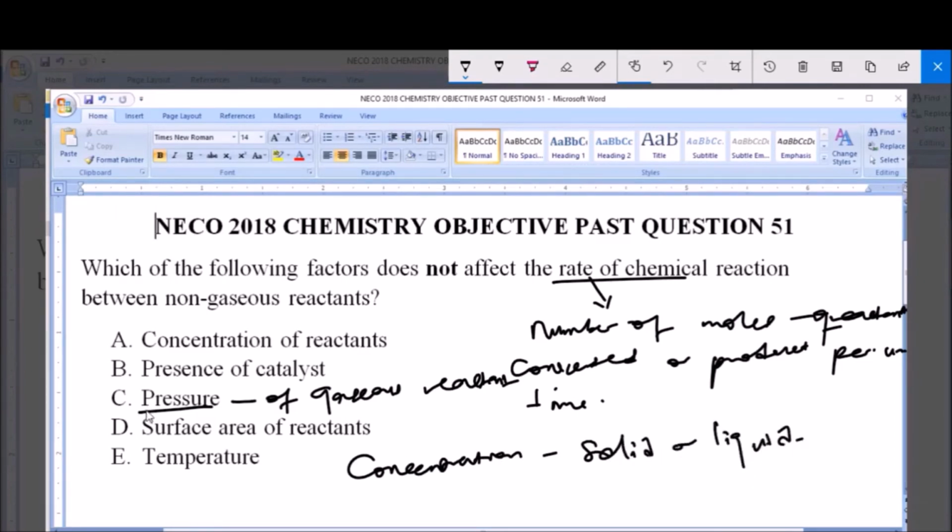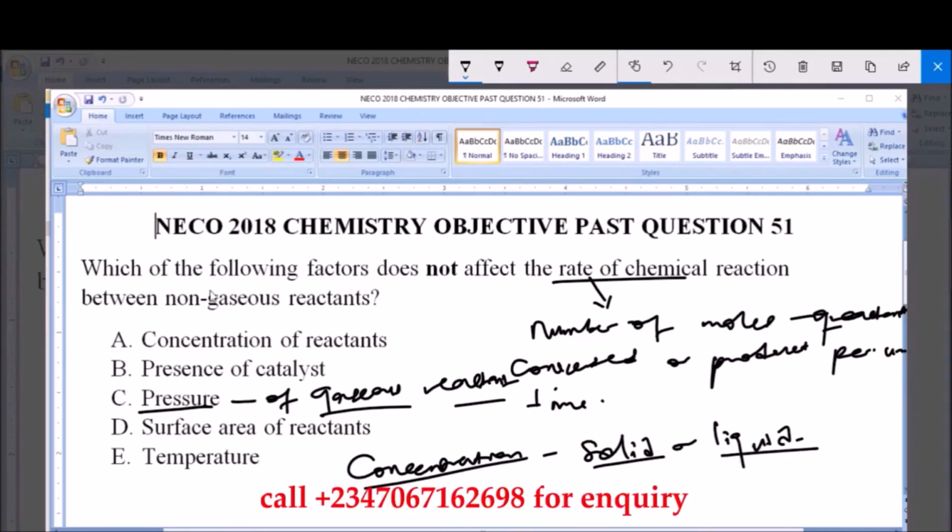So in terms of pressure, it deals with gaseous reactants, but in terms of concentration, it deals with solid or liquid reactants. So therefore pressure will not affect the rate of chemical reaction for a non-gaseous reactant, that is either solid or liquid. But the concentration of reactants will affect it because it is in solid or liquid form, not gaseous form. And if it is gaseous, then it is pressure that applies, not concentration.